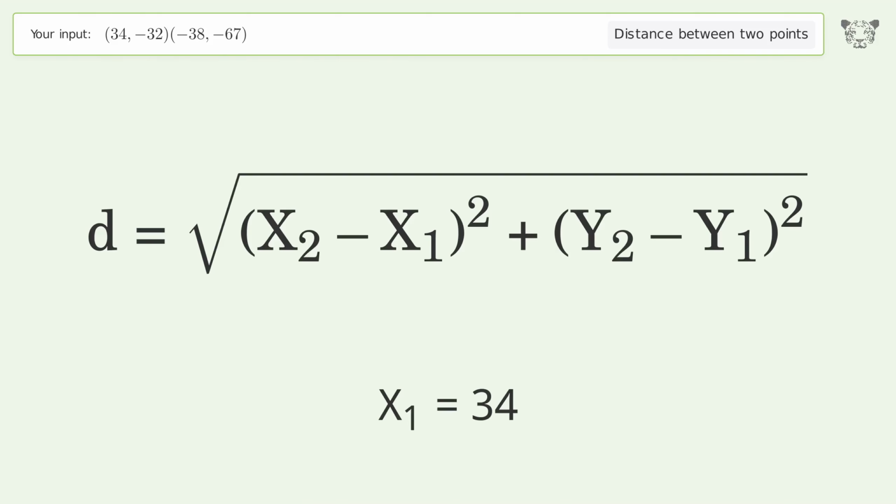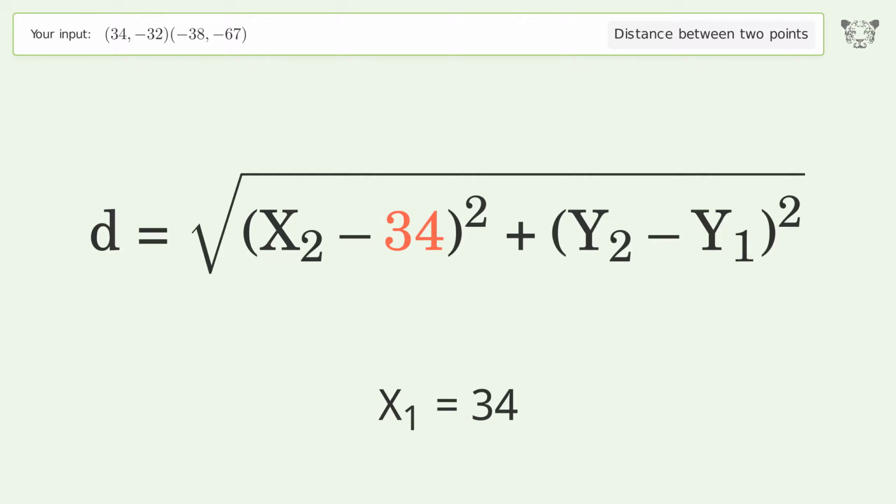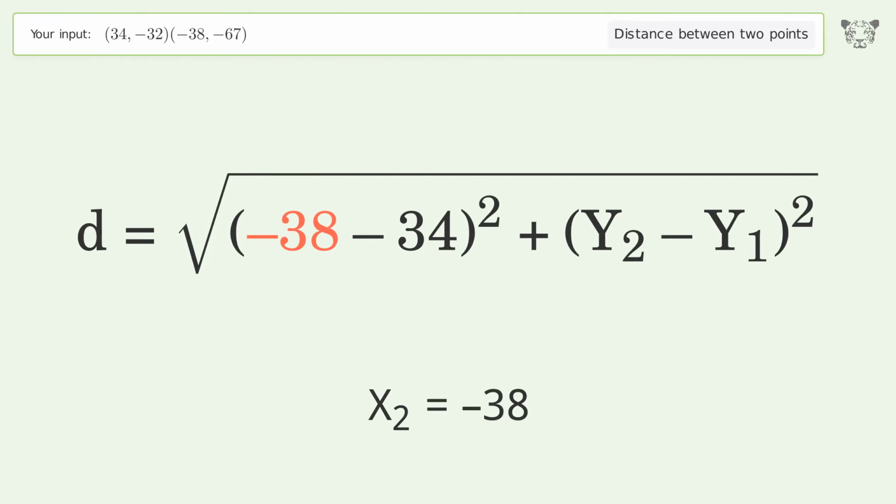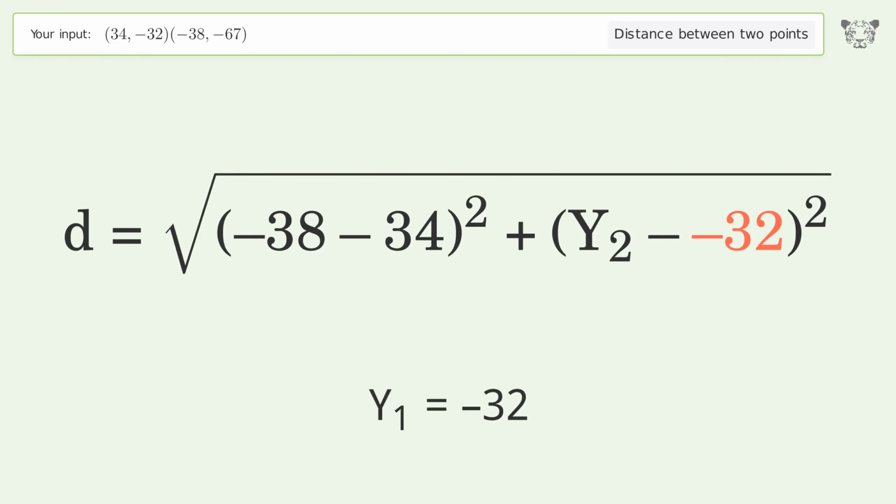x1 equals 34. x2 equals negative 38. y1 equals negative 32. y2 equals negative 67.